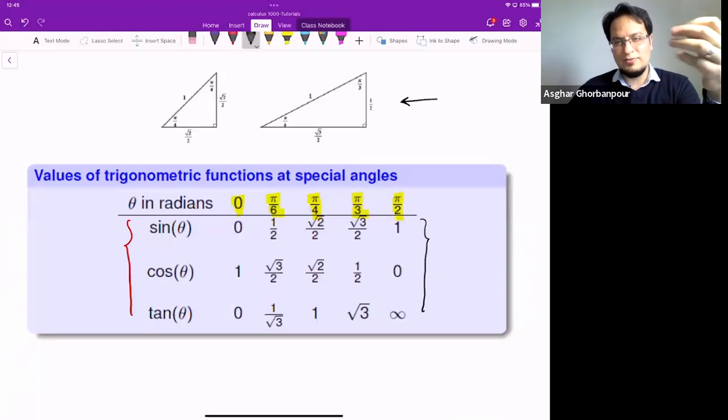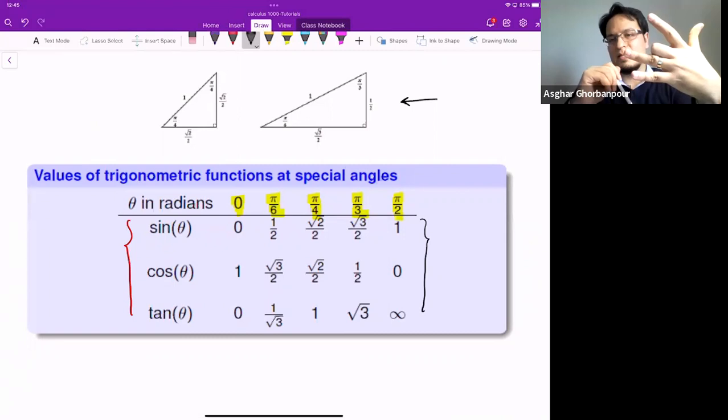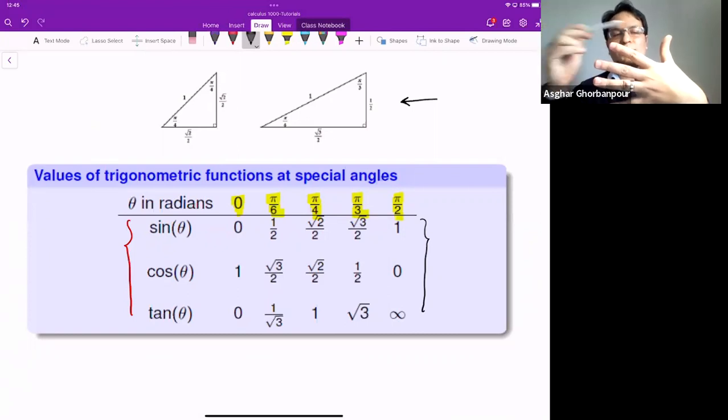Have you guys heard of that? Is it like where you put your hand out and then you put the finger down and the ones on the top and the bottom show you what it is? Exactly, yes. So here we have 0, pi over 6, pi over 4, pi over 3, and pi over 2.